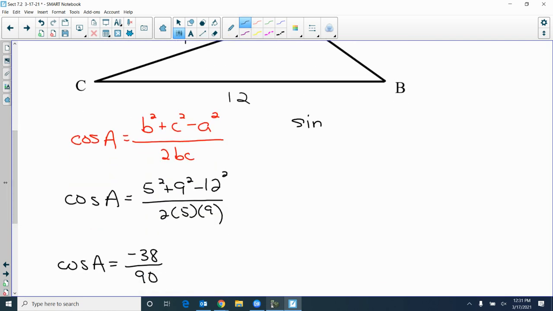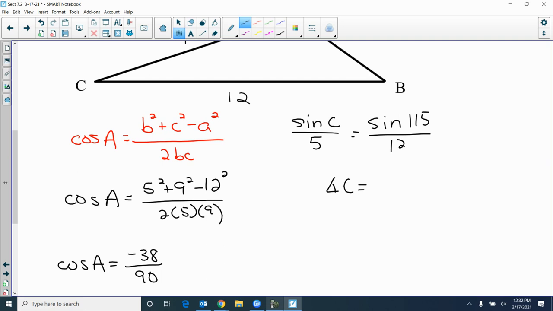Sine of angle C over 5 equals sine of 115 over 12. And then go ahead and see what angle C is. And then just do 180 after that. It really shouldn't matter which one you find first. So, Dominic, let me know what you get for angle C.